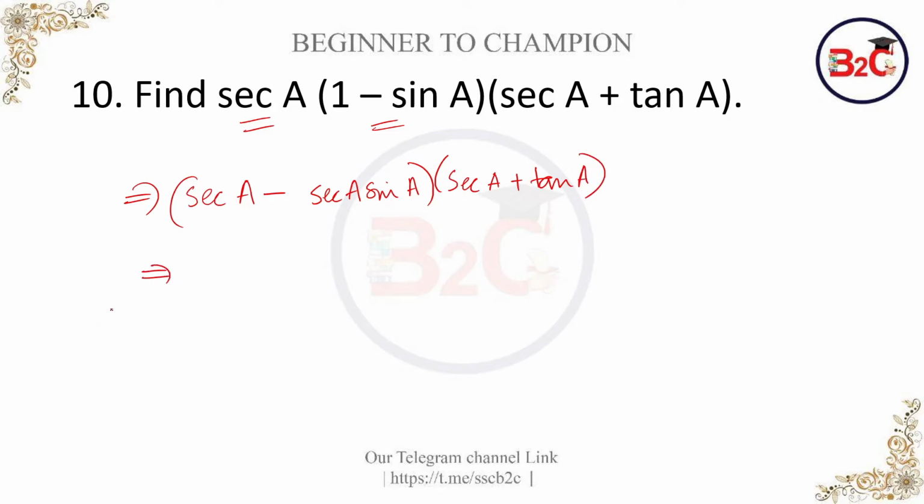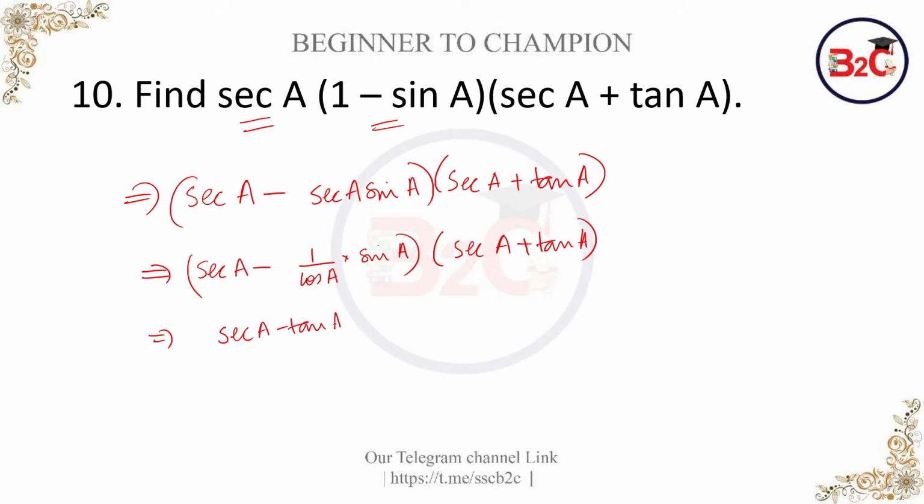From here we get sec A minus 1 by cos A into sin A. So I rewrote sec A as 1 by cos A. That is the change I made here. Now we get sin A by cos A, which is tan A. So we can make that change in the next step. Sec A minus tan A into sec A plus tan A.